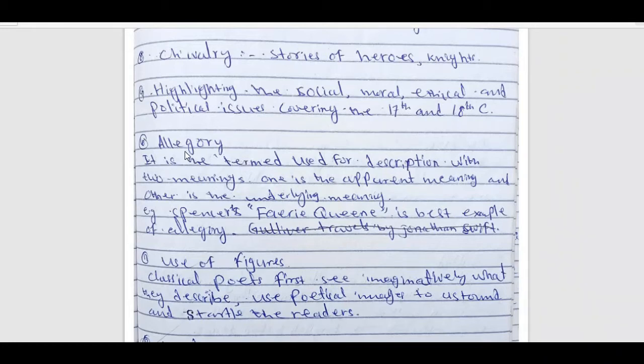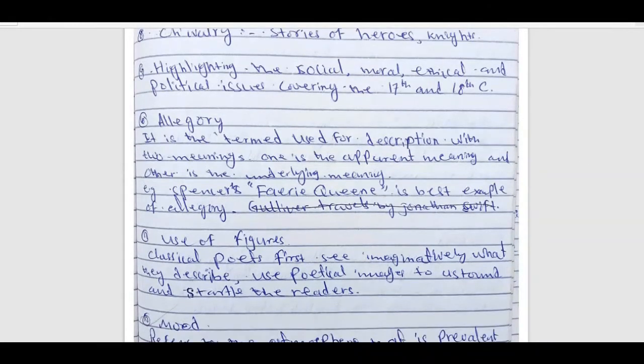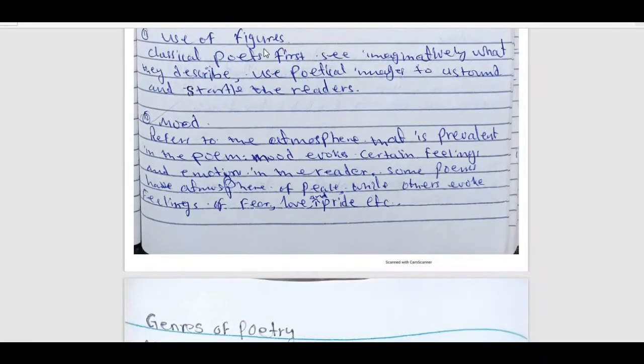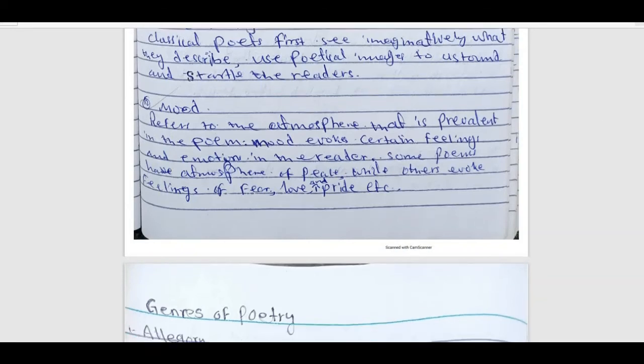It is the term used for the description with the two meanings. One is the apparent meaning and the other is the underlying, concealed, or hidden meaning, you can say. And yes, use of figures. Classical poets first see the imaginative in what they describe, and use poetical images to astonish and startle the readers. The mood, yes, the mood is there.